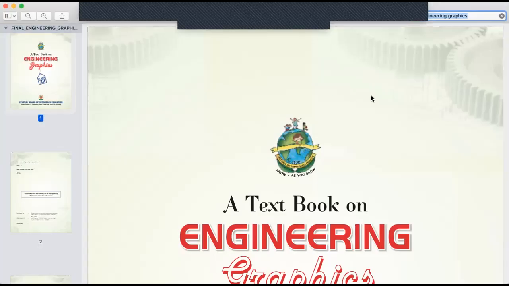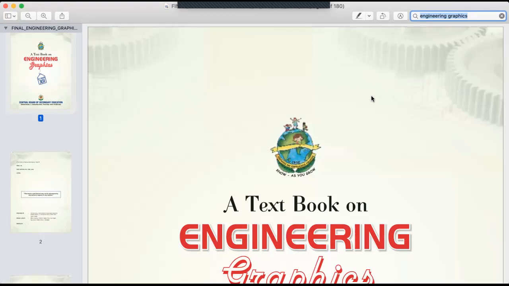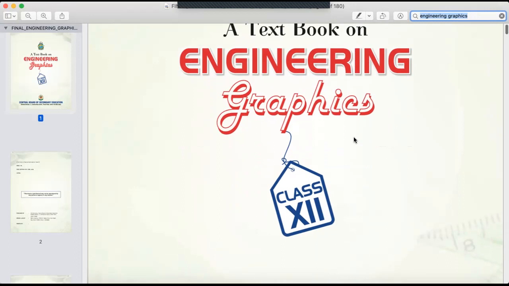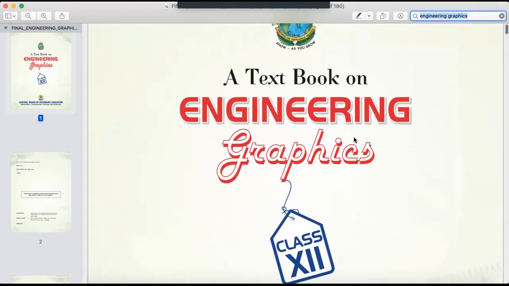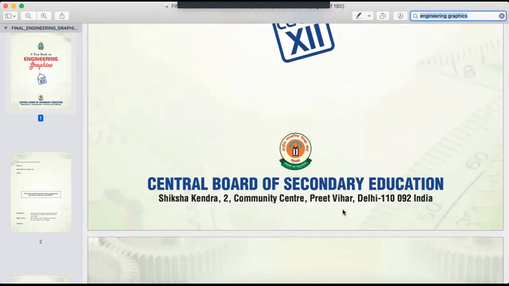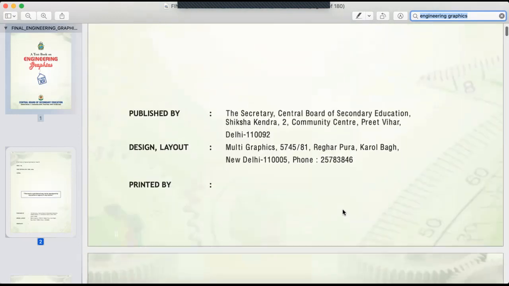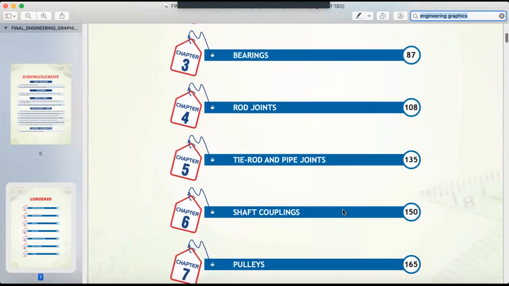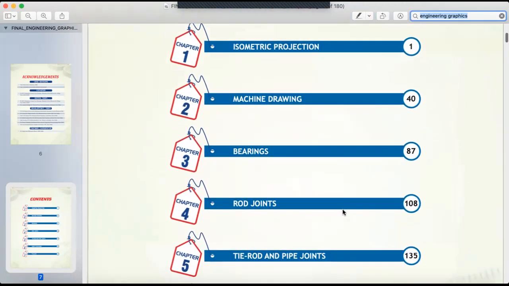Welcome to Technical Drawing. Today I'm going to do the quick revision for the Viva question for engineering graphics. So this is an engineering graphics book which is available online. So this is from NCERT. So this is from the board. So this is the first copy you should have. Now what we will do, we will go through a few questions and tomorrow we will go through more.